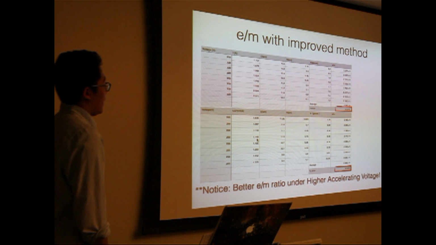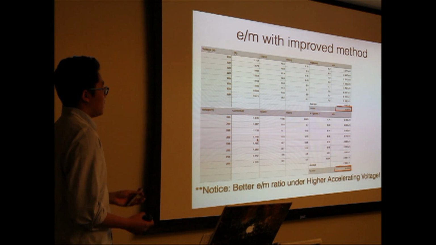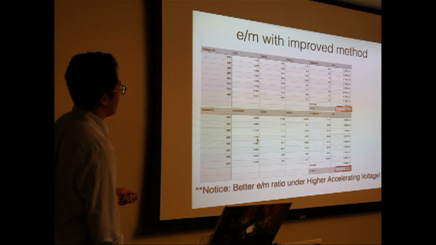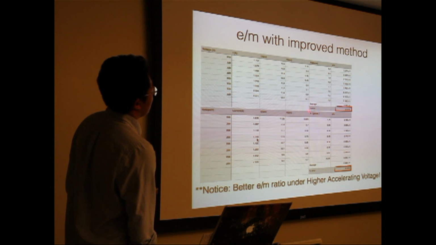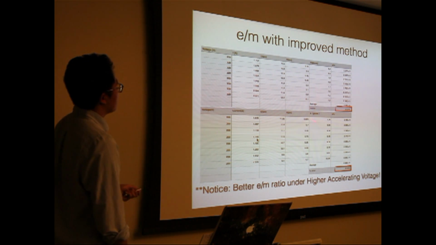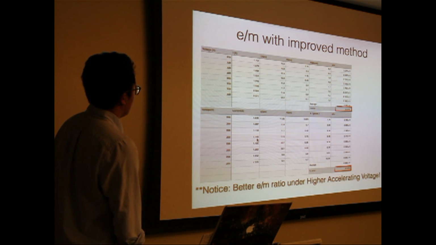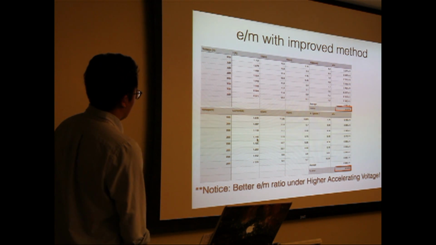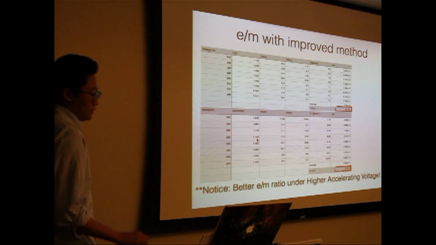With those improvements, I improved the method to measure the radius and also the magnetic field. With those improved methods, I find out it brings down the experimental error to 30 to 35%. Notice that under a higher voltage here, we're going to get better e/m ratios.